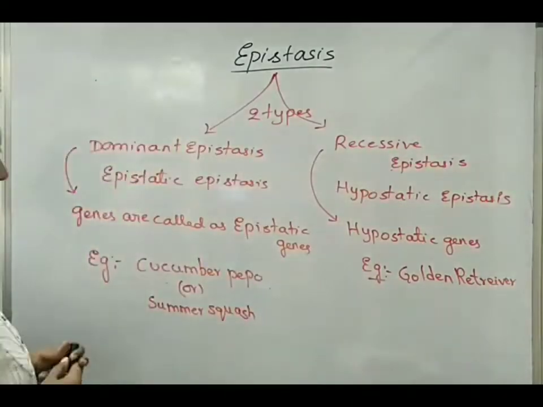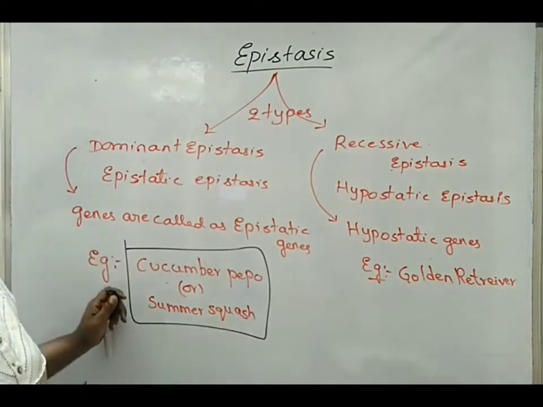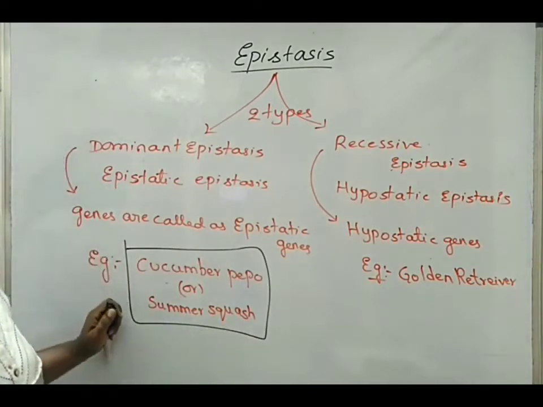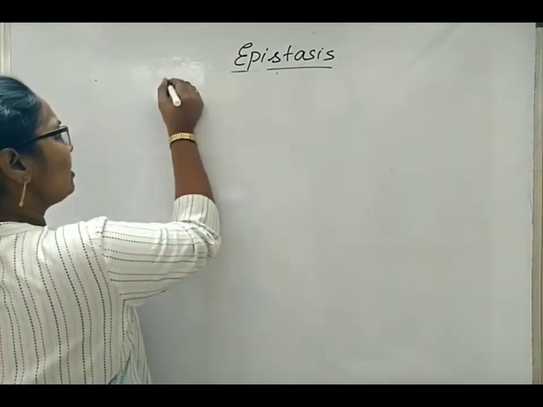Since we have only this part in our NCERT portion, we will make one Punnett square so that we learn here about the dihybrid cross. First one, dominant epistasis.